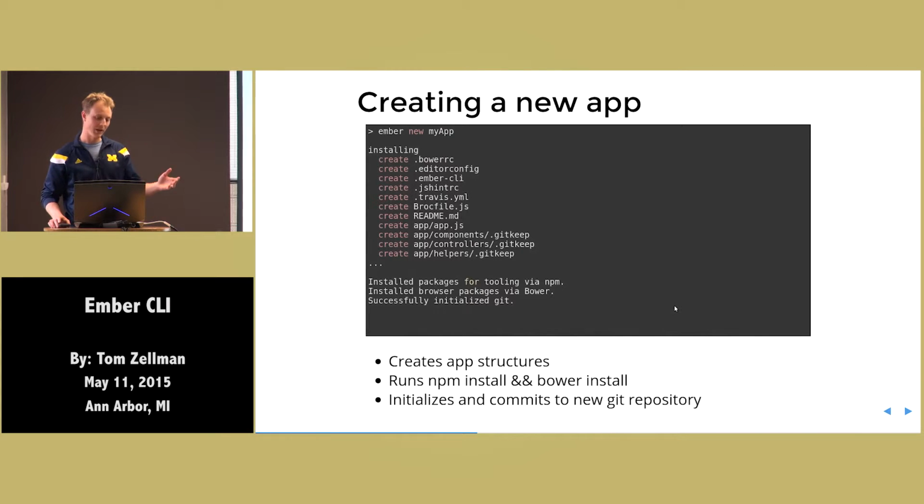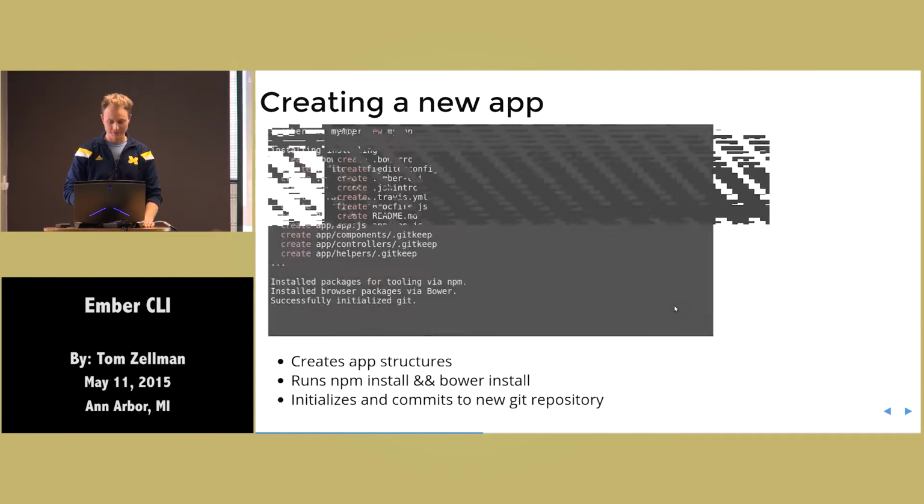So here's an example of creating a new app. Ember new, the name of your application. It generates the project structure for you and runs npm install, bower install, and initializes a new Git repository with all of those resources as your first commit. So you can start making changes and not worry about whether something was auto-generated for you. It sets that up for you.